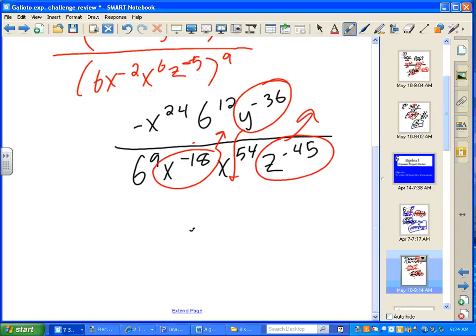Why are we not moving this? Why is negative x to the 24th staying there, Jackie? Good. The negative's in front of the x. It's not on the exponent. So leave that where it is.